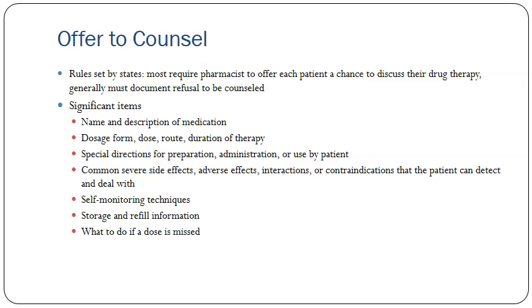Under OBRA 90, the federal rules require that pharmacists make an offer to counsel for all Medicaid patients, and if the offer is accepted, OBRA 90 sets forth the following significant items that the pharmacist should be prepared to discuss with patients, including the name and description of the medication, the dosage form, dose, route, and duration of therapy, special directions for preparation, administration, or use by the patient, common severe side effects, adverse effects, interactions, or contraindications that the patient can detect and deal with, self-monitoring techniques, storage and refill information, as well as what to do if a drug is missed.